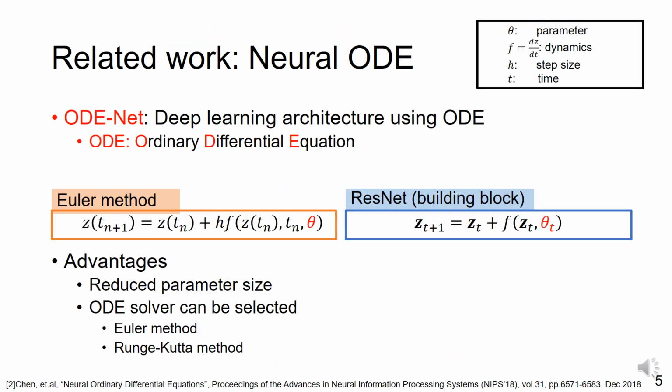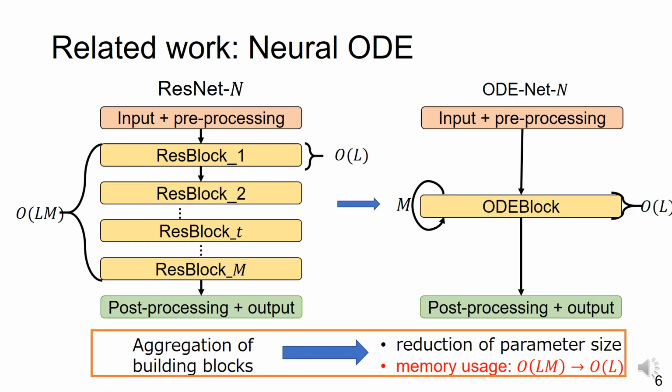ODENet is a deep learning architecture using ordinary differential equations, inspired by the fact that ResNet's building blocks can be replaced by ODEs. Comparing the output of the Euler method and building blocks in ResNet, the forms are almost the same, though there is a constant step size h. The ability to reduce the number of parameters is a primary advantage of ODENet and suitable for implementation in edge devices.